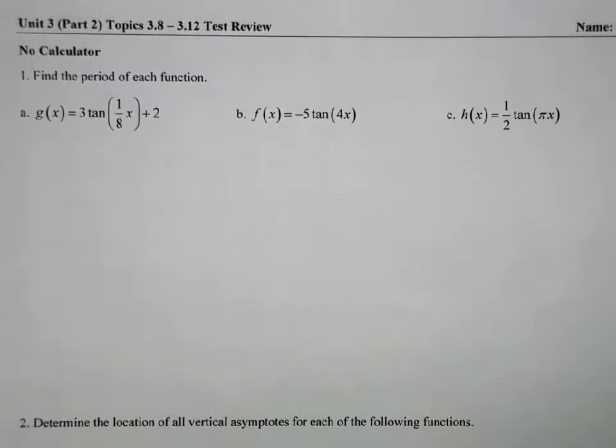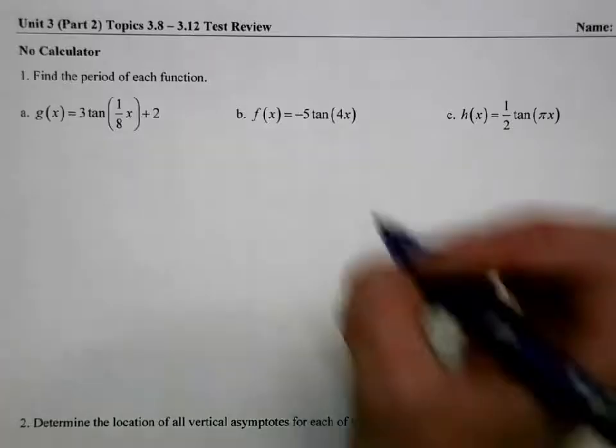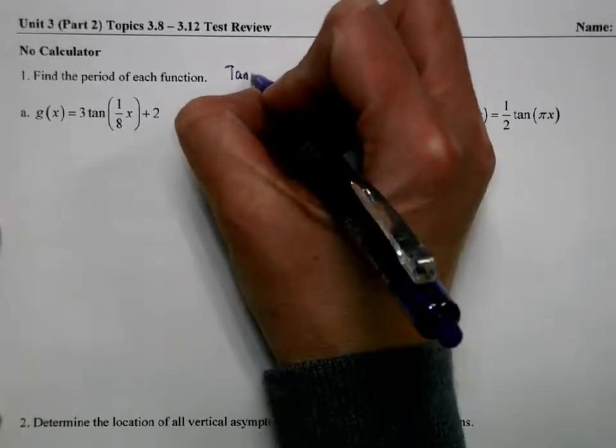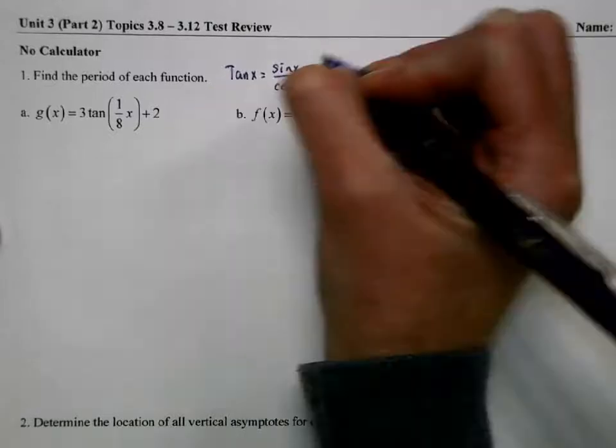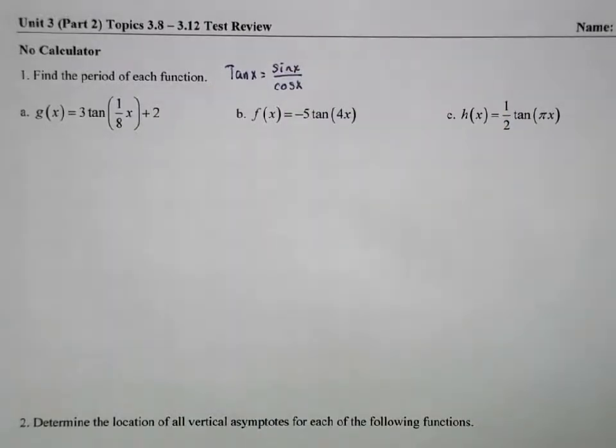It's asymptotic when, so since tangent is sine of x over cosine of x, anytime our cosine of x is 0, we're going to have asymptotes. So that's going to occur at values like pi over 2, 3 pi over 2, and so on. But our period is pi.